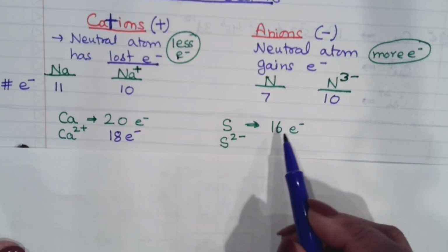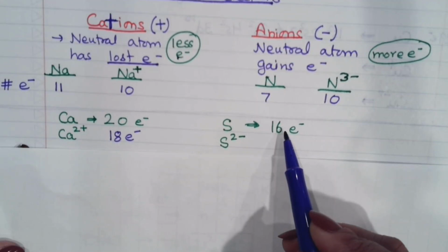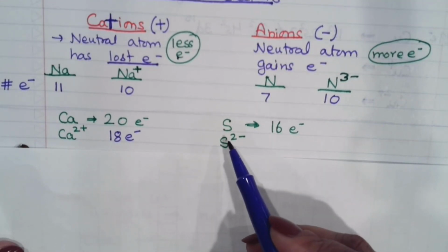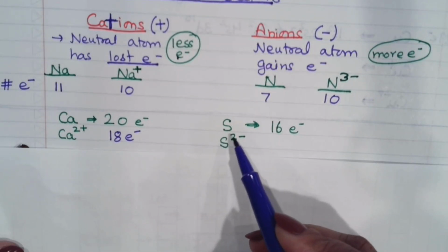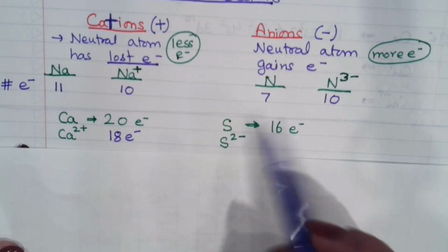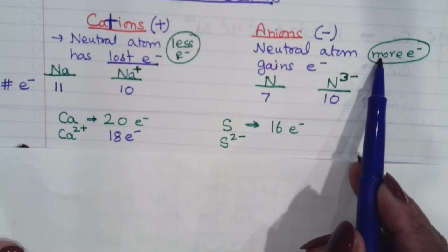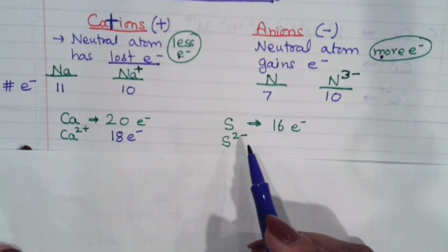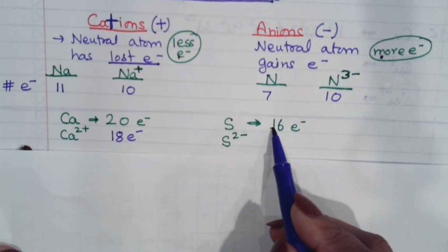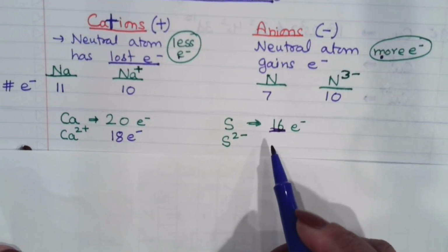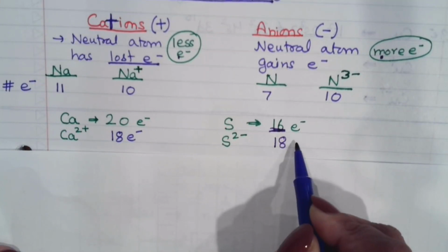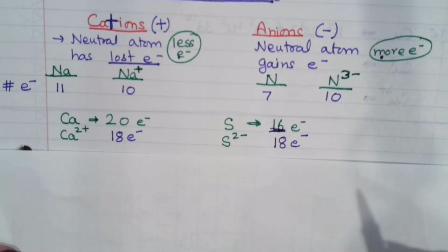Now let's look at sulfur. Sulfur has 16 electrons because the atomic number of sulfur is 16. Now look, sulfur has a charge of 2-. It means it should have more electrons than the neutral atom. How many more? The charge is 2 negative, so it has 2 more electrons than the 16 electrons of the sulfur neutral atom. So sulfur 2 negative will have 18 electrons.